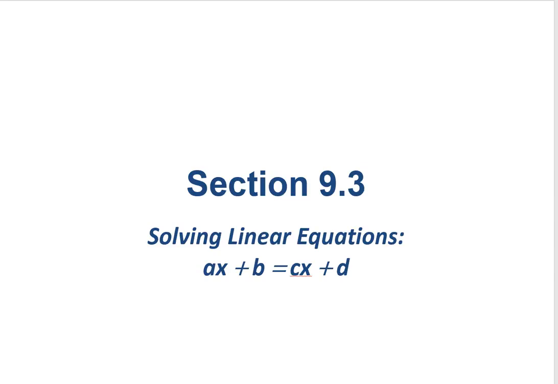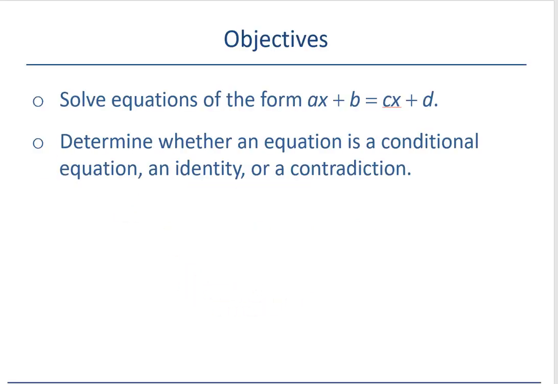Okay, continuing on with solving linear equations in different forms. We've got ax plus b equals cx plus d. Notice we've got a variable on either side. That just means, as you can probably guess, we're still going to get the variables together. So let's see what our objective is.